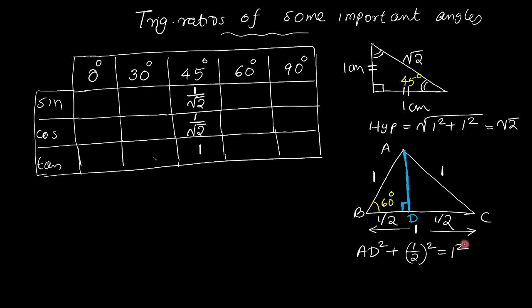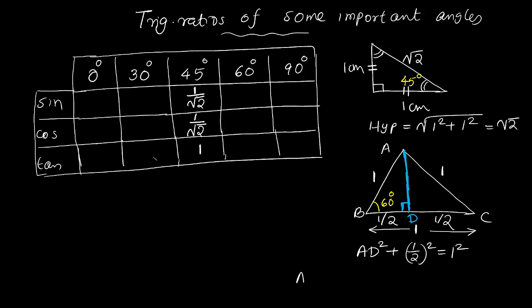You can ask me doubt. Let me complete some 2 or 3 steps. Consider the right angle triangle ADB. AD square plus 1 by 2 square will be 1 square. Nishit, have you understood this step? Nishit, Benedict, all of it clear? AD square plus 1 by 2 square equal to 1 square.